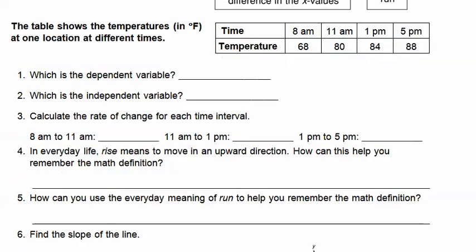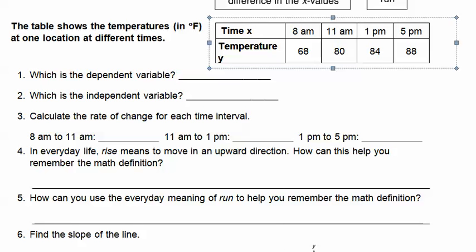So look at this example here. We have temperature and we have time. Time is independent. Time is always independent because time just keeps marching along. We can't stop it, we can't speed it up, we can't change it. So time is going to be our x and temperature is going to be our y. And here's our temperature at the different times, 68, 80, 84, and 88.